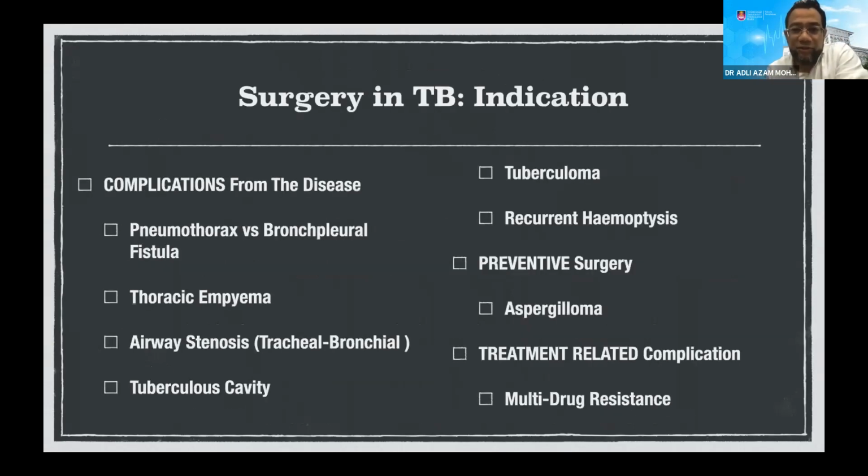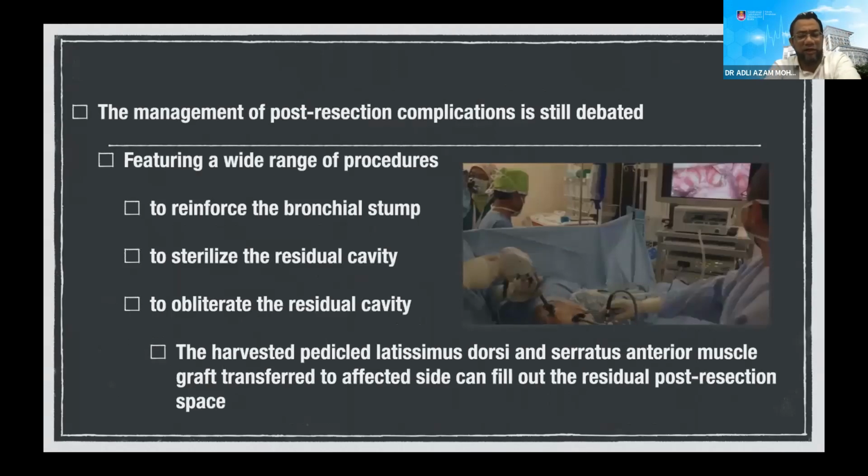You can also say that the indications for surgery in TB can be divided into complications, as mentioned just now, preventive surgery in aspergilloma, and treatment-related complications like MDR. The issue in management of post-resection complications is still debated, especially in pulmonary TB. It features a wide range of procedures. We need to reinforce the bronchial stump in TB because we have the issue of bronchopleural fistula. You need to sterilize the residual cavity, and there is the issue of obliterating the residual cavity. We may even have to harvest a pedicled latissimus dorsi or serratus anterior muscle, which is transferred to the affected site to fill the residual post-resection space.